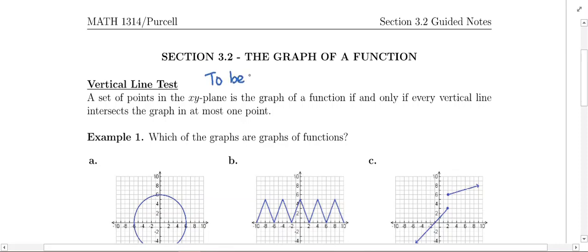I'll remind you of it. To be a function, every input must have a single output.